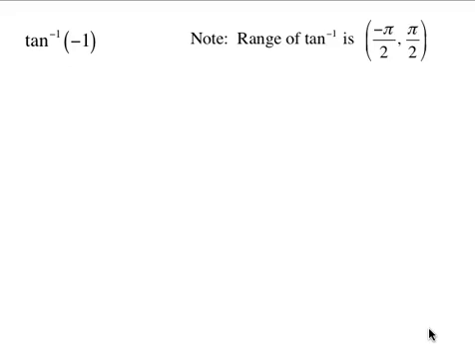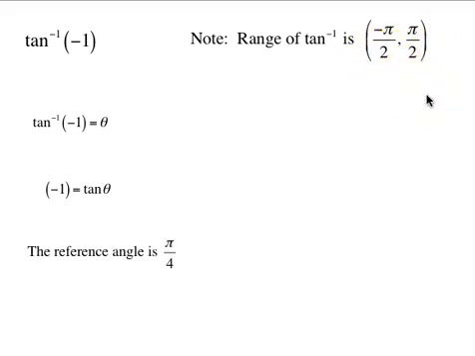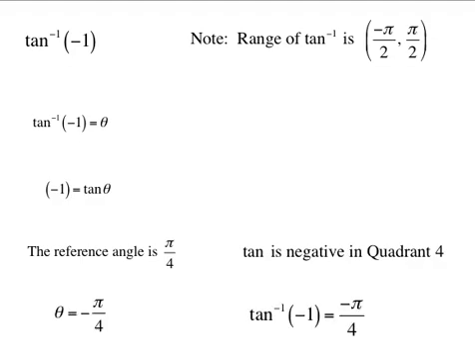Next we have arctangent of negative 1, and the range of the arctangent is from negative pi over 2 to pi over 2, not including the ends, of course. Let's add theta. Arctangent of negative 1 is theta, which means negative 1 is tan theta. Reference angle is pi over 4, because tangent of pi over 4 is 1. And tangent is negative on this range, which would be in quadrant 4. So we're going to have to think about pi over 4 in quadrant 4, but in this range, that of course is going to give me a value that is negative pi over 4. So the inverse tangent of negative 1 is negative pi over 4.